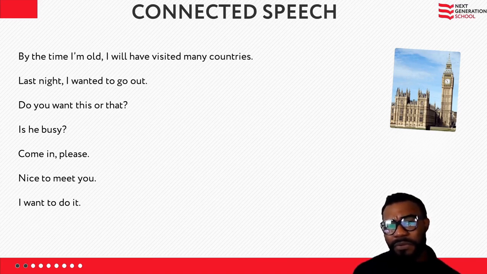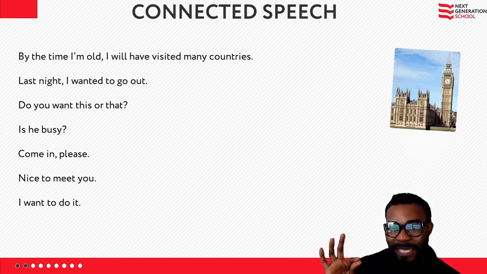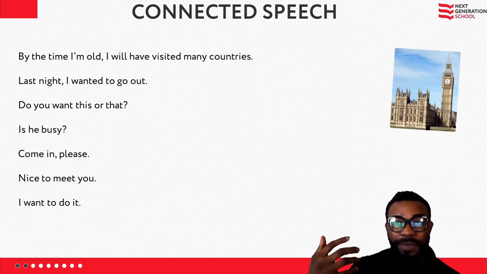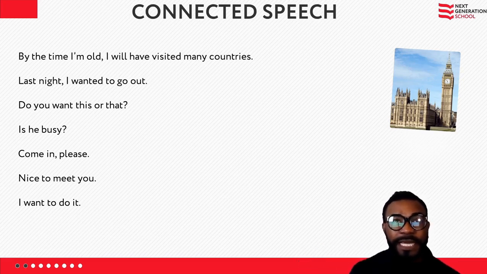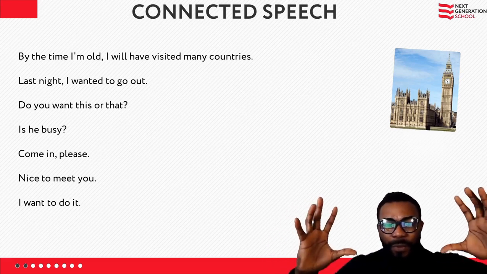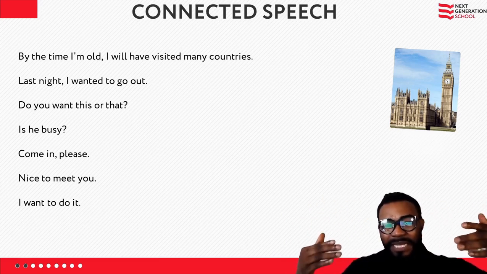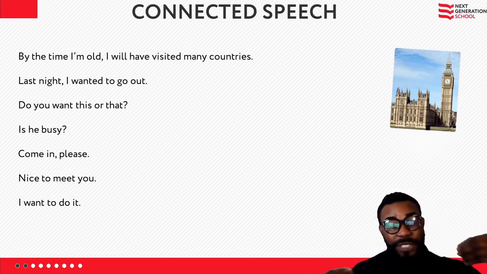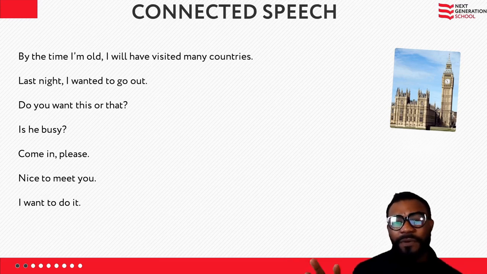Now, you probably noticed that there are some interesting things to pick out from the way I read. For example, I say, by the time I'm old. I don't say it with gaps between every word. I read them quite together. And this is connected speech: how we naturally read words together when we speak or read. And there are 5 major principles on how to do this, and we're going to look at them one by one.